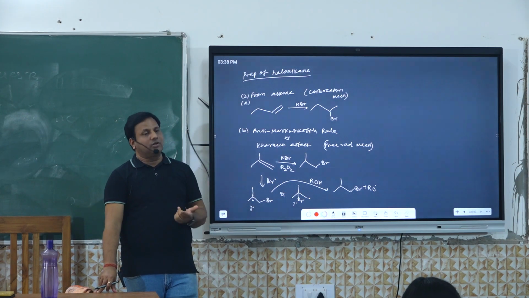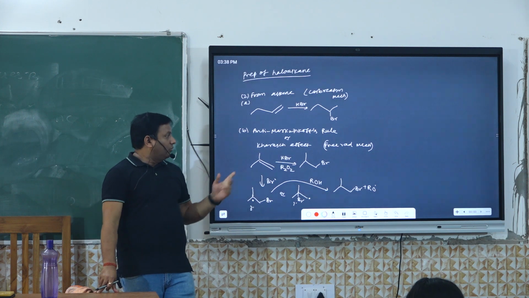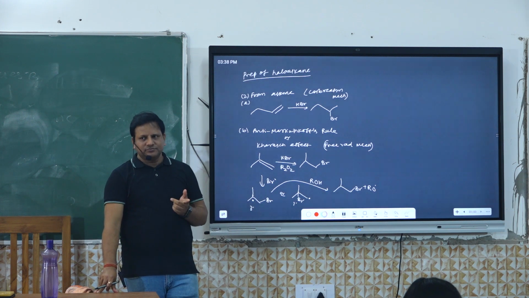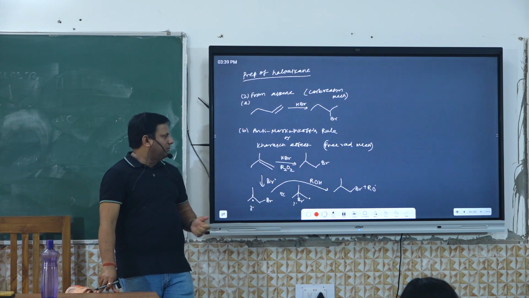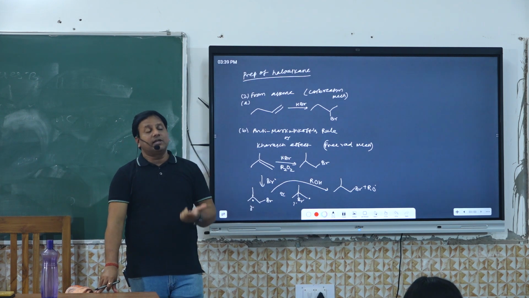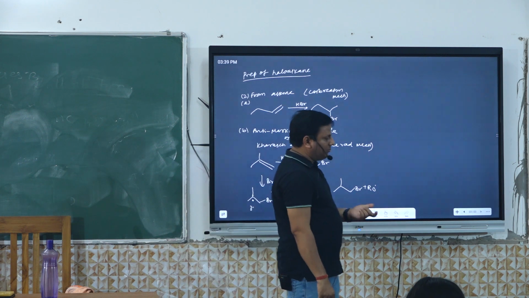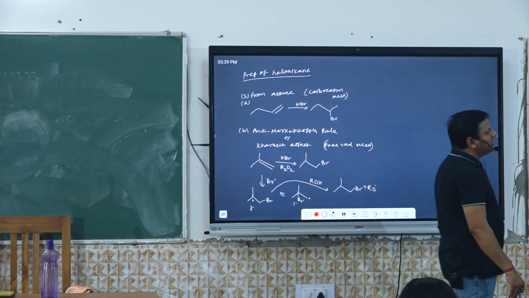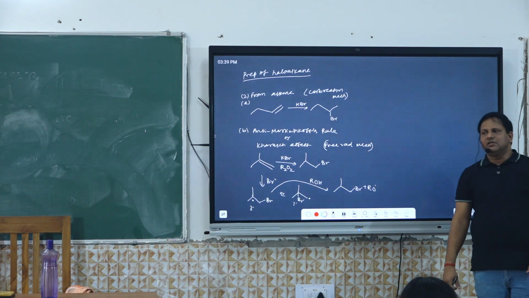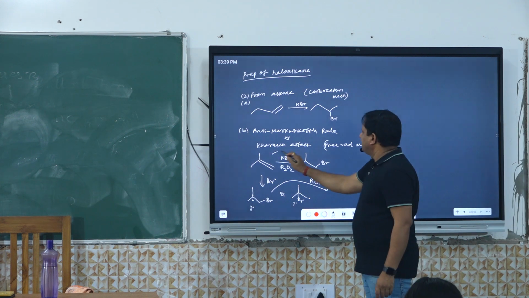In the presence of peroxide, it will follow the anti-Markovnikov. In the absence of peroxide, it will follow Markovnikov because it goes through the carbocation mechanism. Again, suppose we are taking another hydrogen halide, maybe HCl, maybe HI, then can it follow anti-Markovnikov?